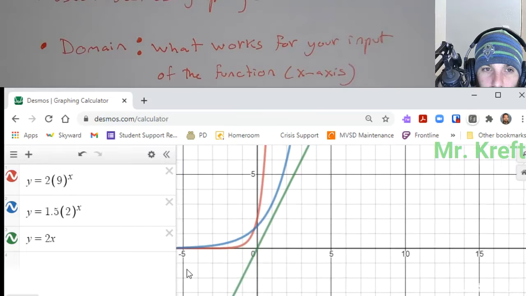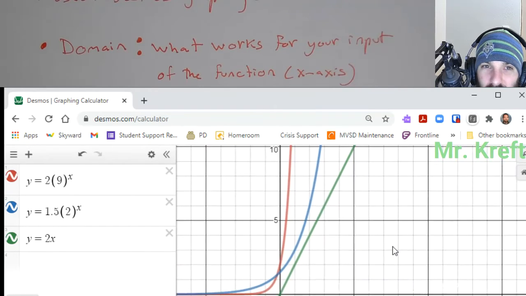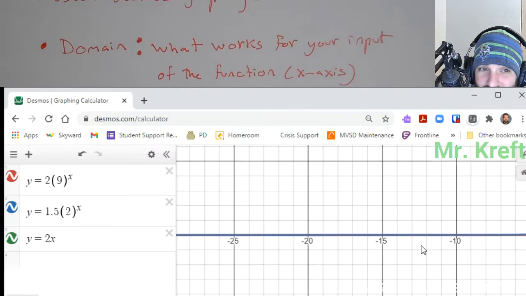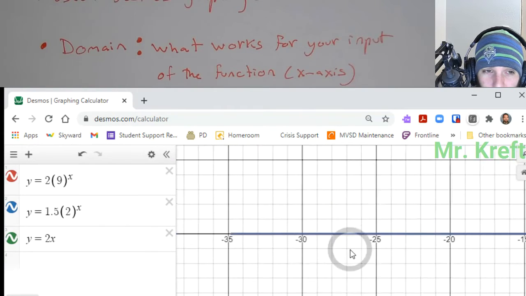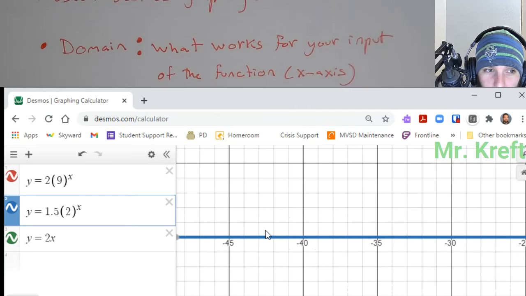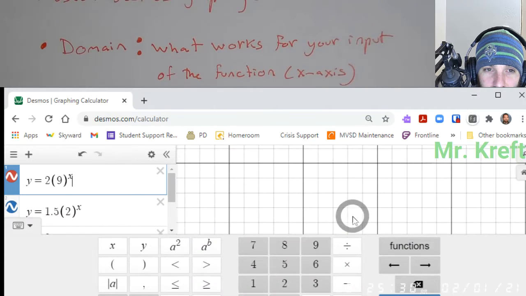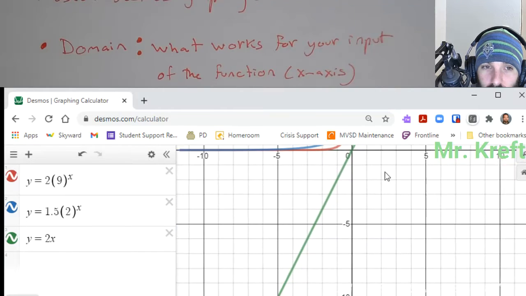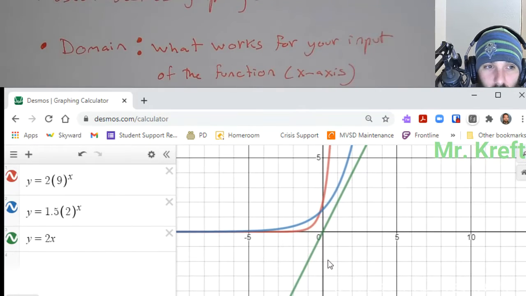I drag this to the left or to the right, is there anywhere where we don't have an input that works? It looks like it takes any input, right? I'm going over here and look, there's both of them, right? And I can click this. Yep, it looks like all inputs work. So we're just looking for places where the input doesn't work.